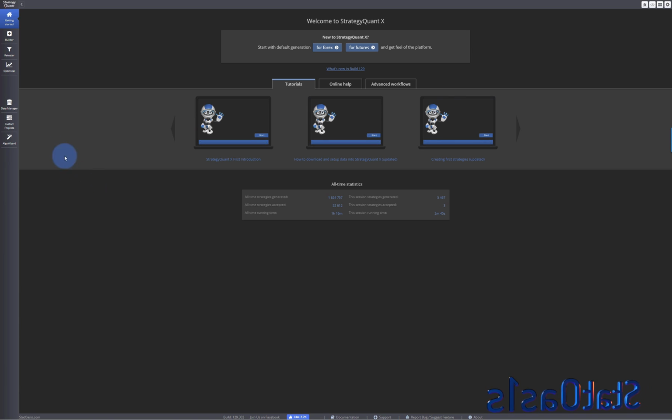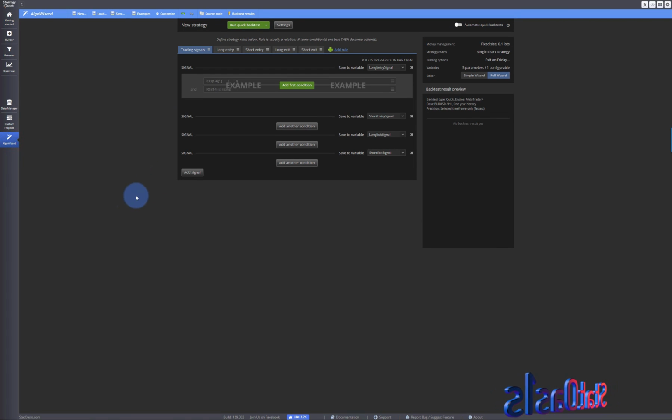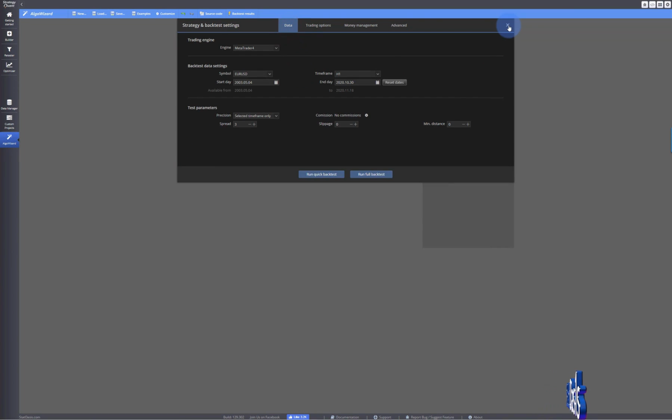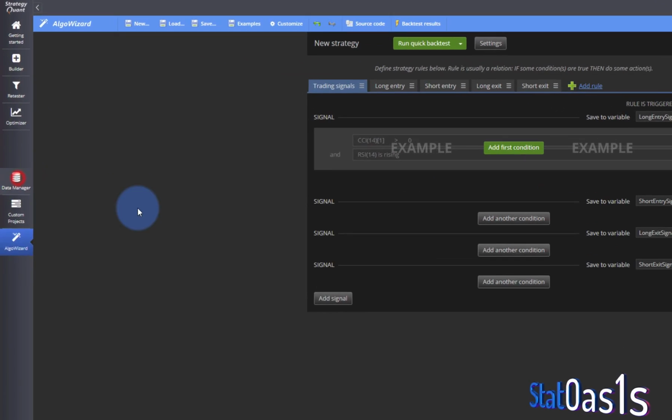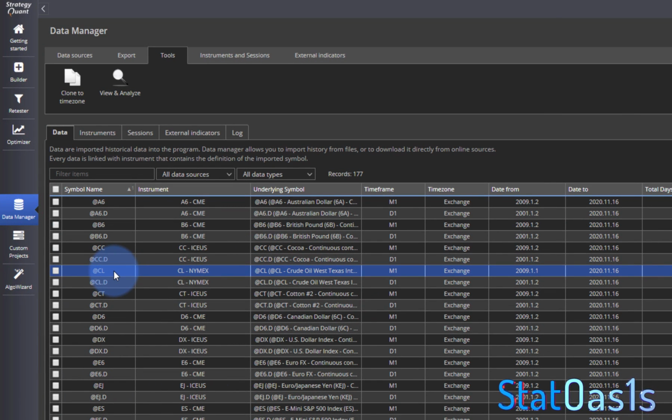So to start this, we will go to Algo Wizard and I will load. So basically, let me show you first. Crude oil, I have it as the WTI. So the intraday data I have is from January 1st, 2009.